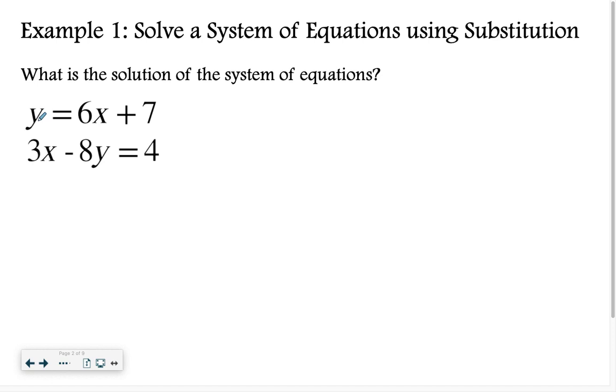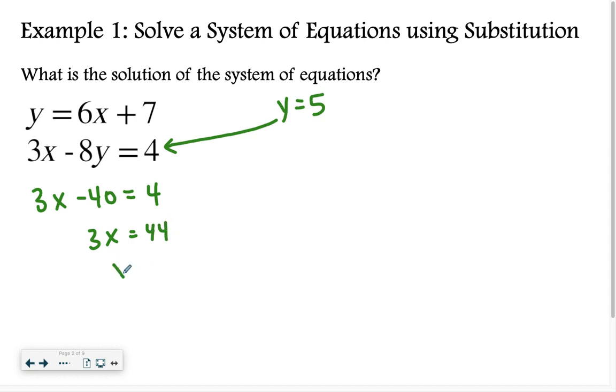So now let's figure out, how do we solve without actually graphing this? If I were to tell you that y equaled 5, and I said I want you to plug that into this equation, you'd probably say, okay, 3x minus 8 times 5 is 40 equals 4, and then you would say 3x equals 44, and then x equals 14 and 1/3, okay? So you would probably do something like that. You'd plug it in, and then you'd solve for x.